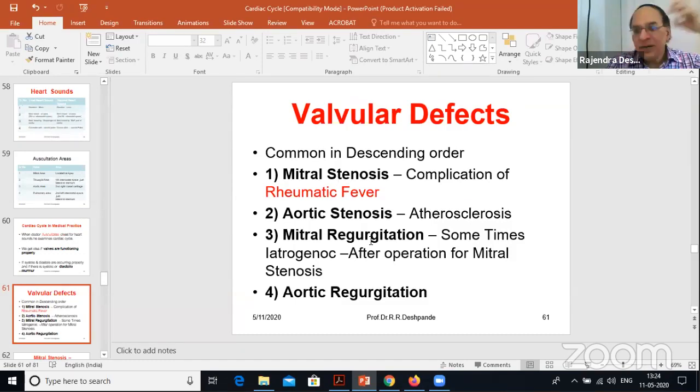Regurgitation, it's coming back. Some blood is coming back because valves are weak. These valves are totally damaged. These valves are weak, and some blood is mixing or coming back, not going forward totally and not stopping completely at that door. Okay. But the first two are more common. The remaining two are not more common.